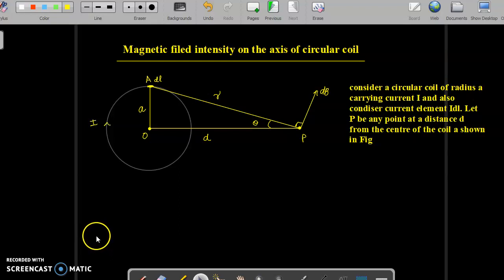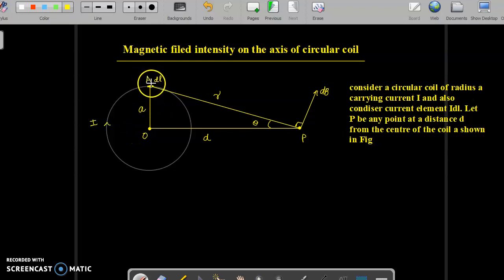So in this video lecture, I am going to give you an insight into the magnetic field intensity on the axis of a circular coil. Here you can see a gray circular coil, through which a current I is flowing. O is the center of the coil, and A is the radius of the coil.